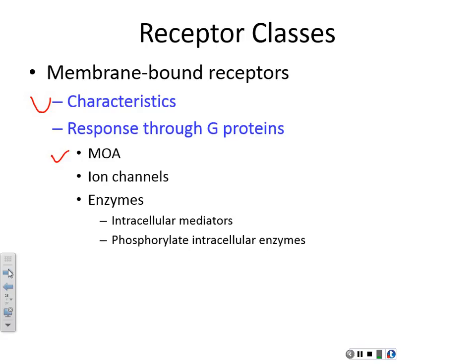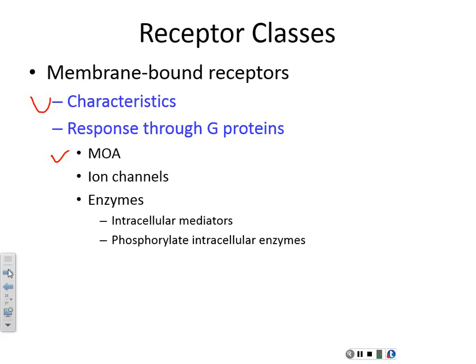So, the method of action of these membrane-bound receptors, they usually stimulate G proteins, right? The G proteins have alpha, beta subunits. When the hormone attaches to the membrane-bound receptor, it changes shape, and then a G protein can bind and is stimulated, and you end up having GTP instead of GDP on the alpha subunit. The alpha subunit splits from the beta and gamma subunits, and it's the alpha subunit that does something.